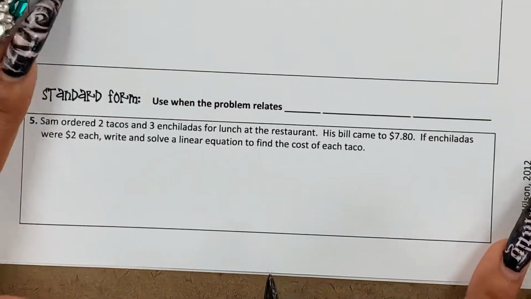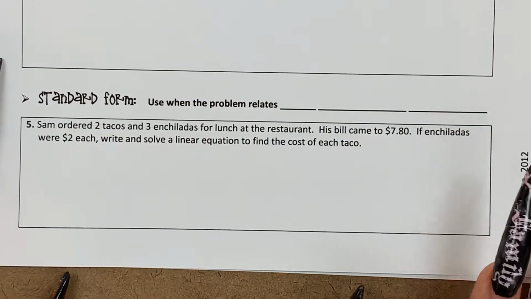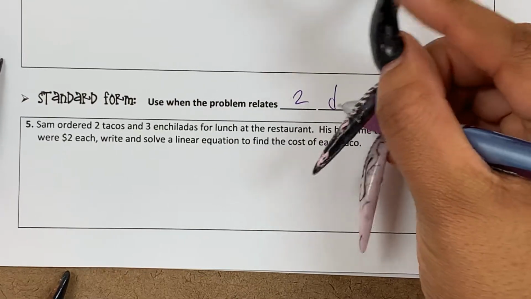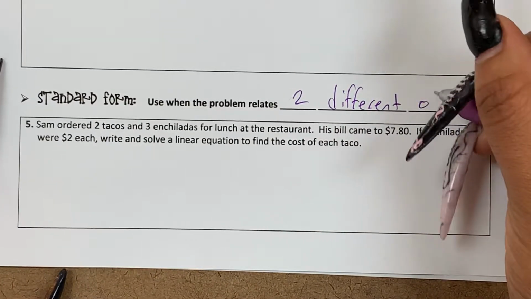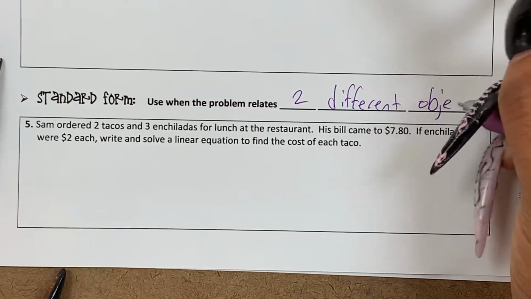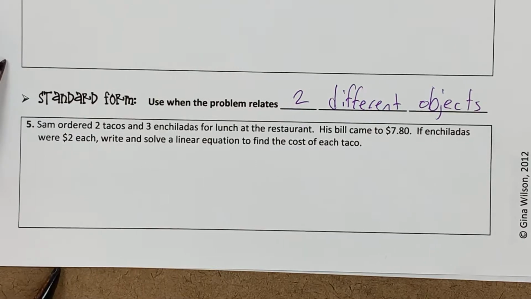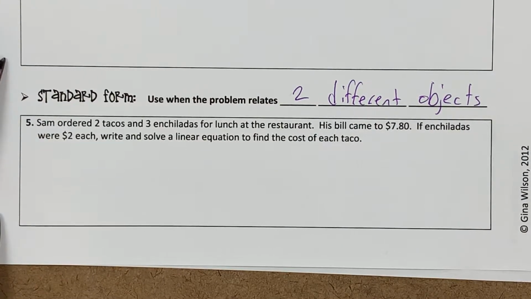Okay, let's do a standard form problem. Standard form is used when the problem relates to different objects. Sam ordered 2 tacos and 3 enchiladas for lunch at the restaurant. His bill came to $7.80. If enchiladas were $2 each, write and solve a linear equation to find the cost of each taco.